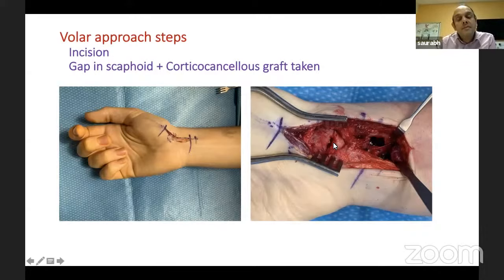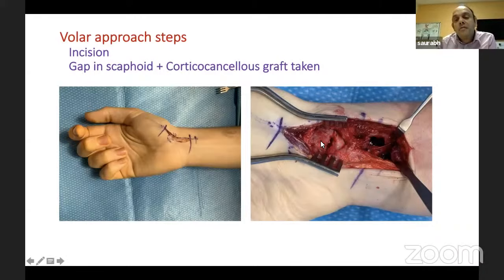Make two nice flaps. Your radioscaphocapitate ligament is a thickening of the capsule. So once you go through the waist of the scaphoid, if you like, you go through the capsule and the ligament in one go with the knife. Make two nice flaps so that at the end of the surgery, when you repair your flaps, the ligament will heal up. This is me curettaging the bone.